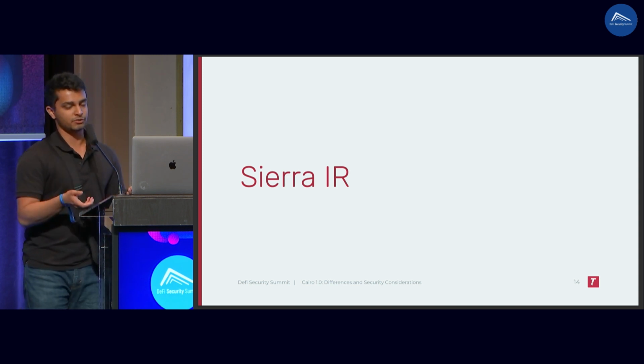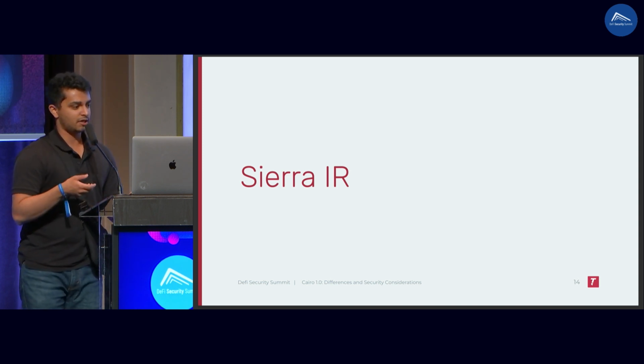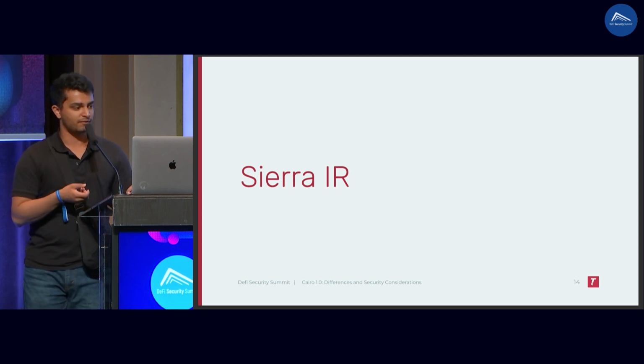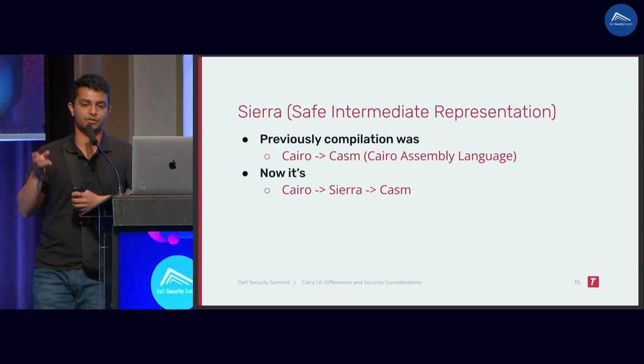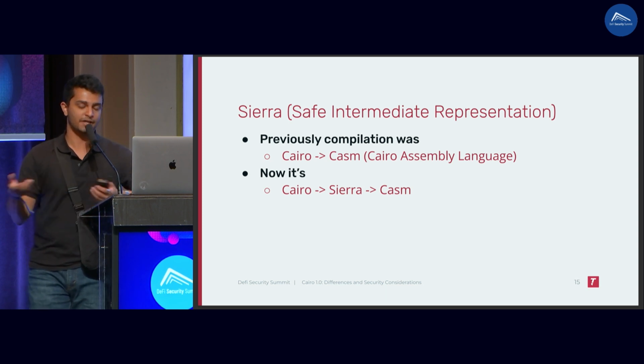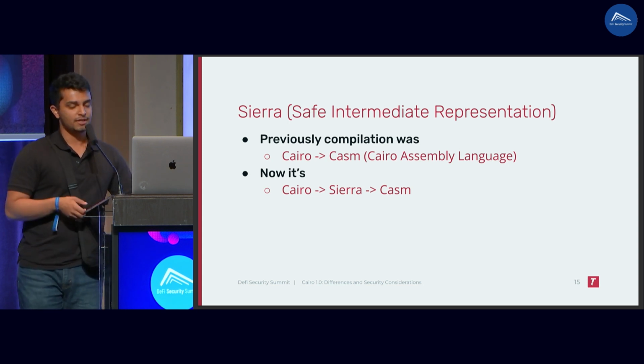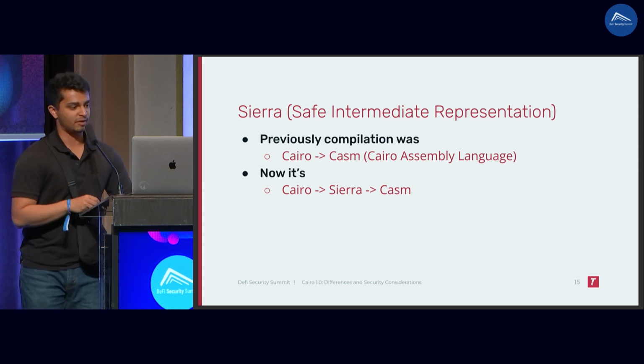That's done entirely through the Sierra IR. Sierra is the intermediate representation. Previously, we would compile directly from the low-level Cairo language to Cairo assembly. Now we actually go through an intermediate step, hence the name intermediate representation. So we go from Cairo to the Sierra IR to Cairo assembly. And this actually allows us to simplify the memory model.